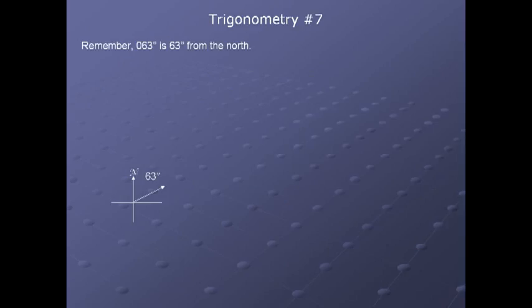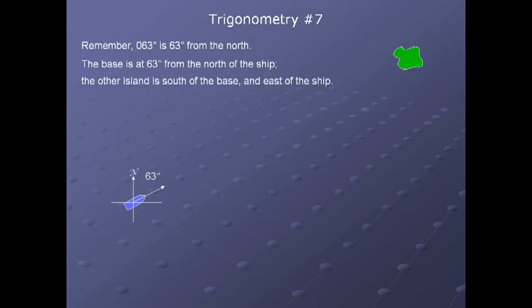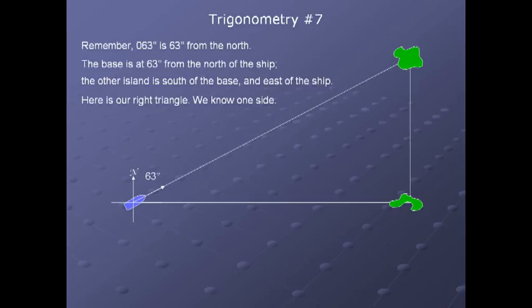Remember, 063 degrees is 63 degrees from the north. The base is at 63 degrees from the north of the ship. The other island is south of the base and east of the ship. Here is our right triangle. We know one side. The angle is 90 minus 63 degrees, or 27 degrees. The side we need is the hypotenuse.